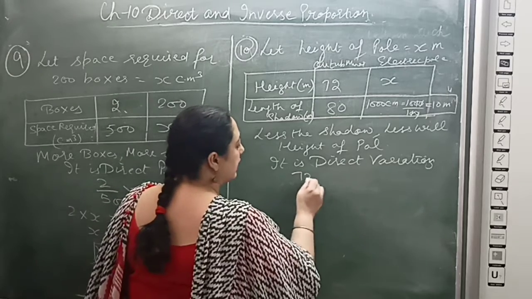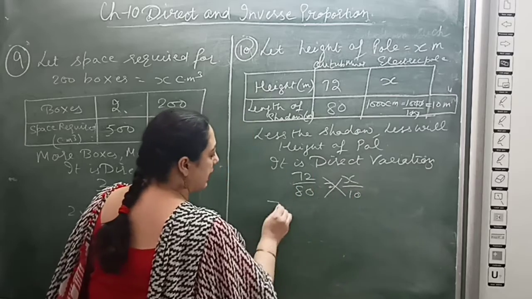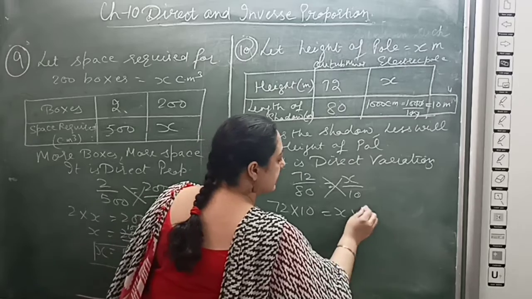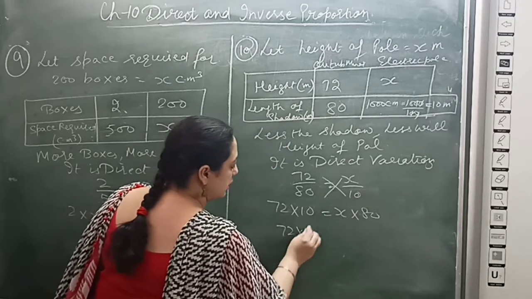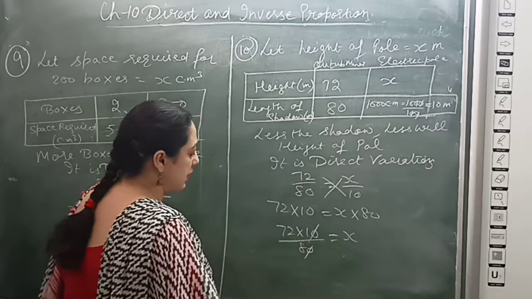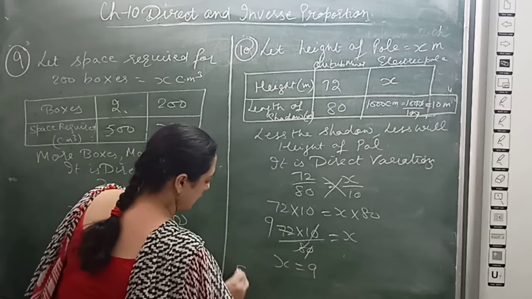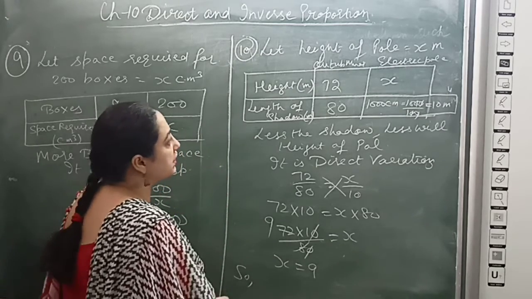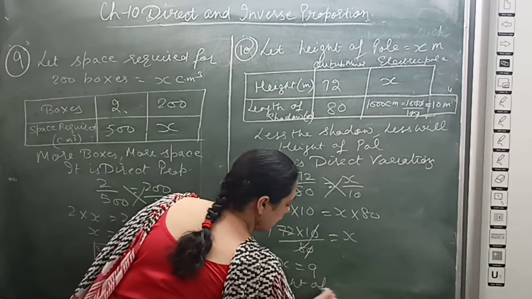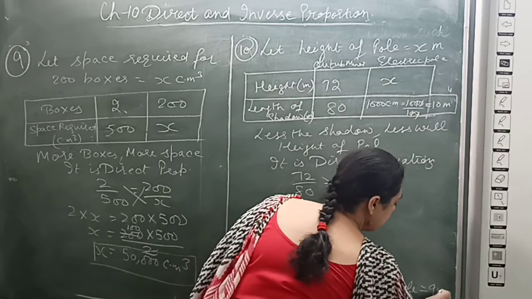Now again we equate these two ratios. 72 over 80 is x over 10. Again do the cross multiply. 72 into 10 is x into 80. So 72 into 10 over 80 is x. 0 cancels with 0. 8 nines are 72. So x is equal to 9. So write down the height of the electric pole. Height of electric pole is 9 meter.